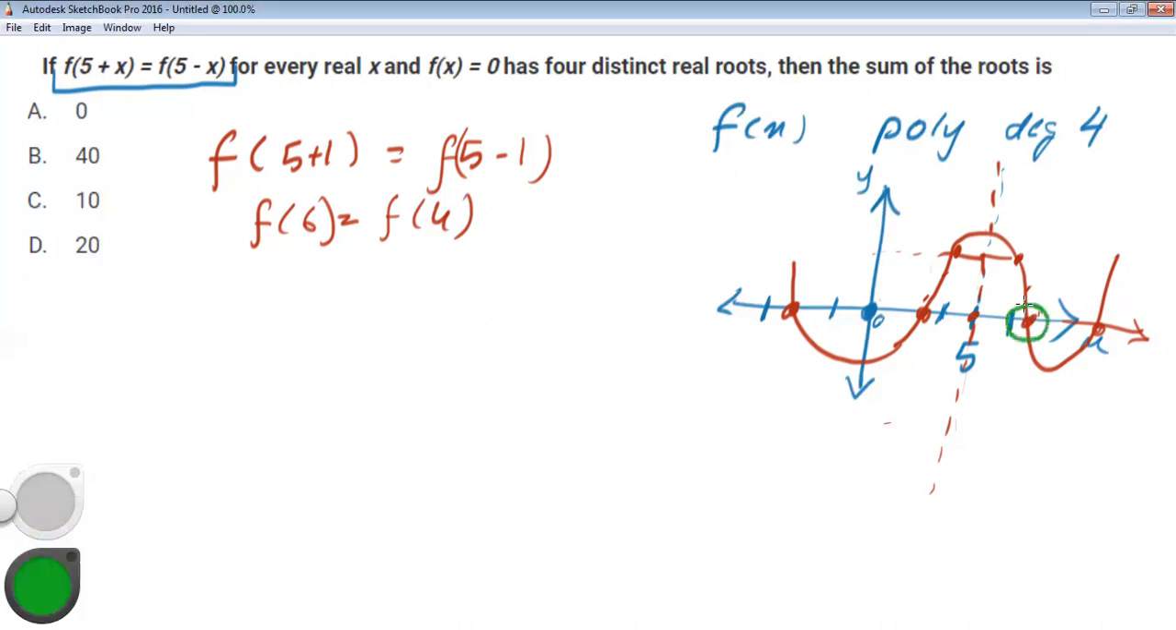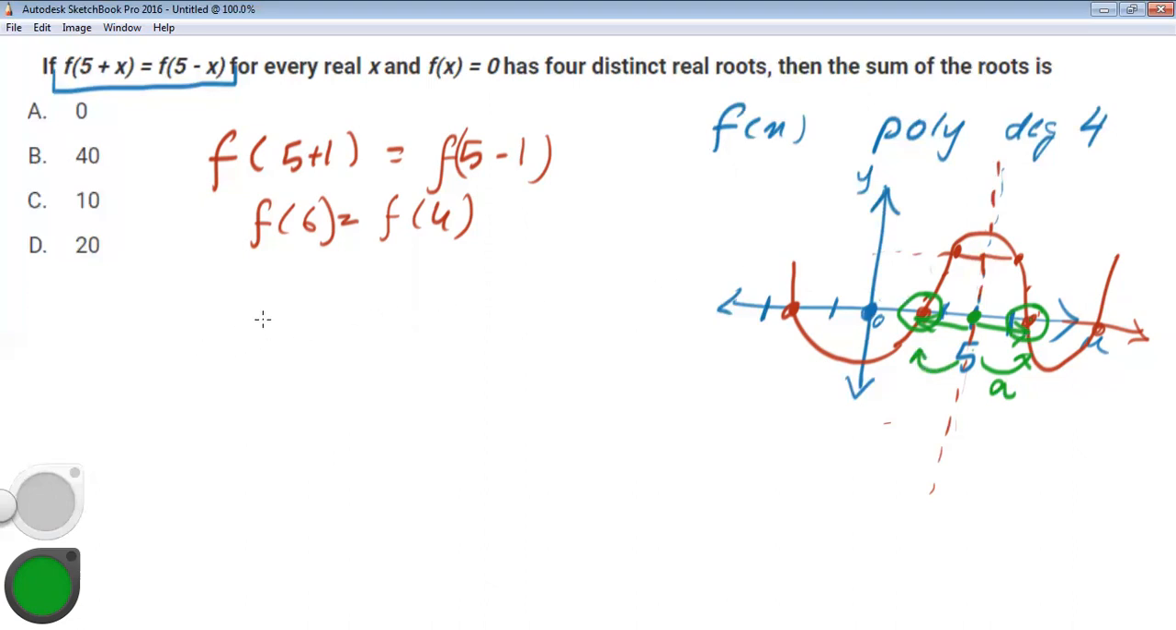See, this point and this point, these two points must be equidistant from each other, right? From 5 actually. So let's say from 5 you have to skip a amount of distance further ahead to get the first root, or the first zero of the polynomial. Then you must also go a distance backward, right?